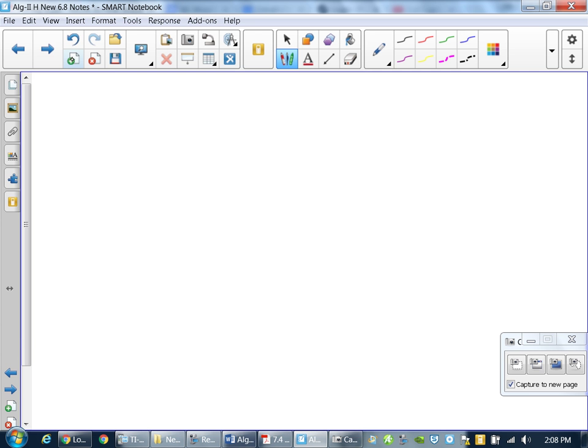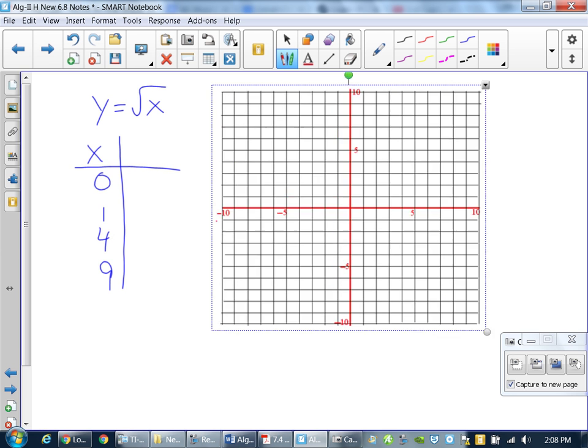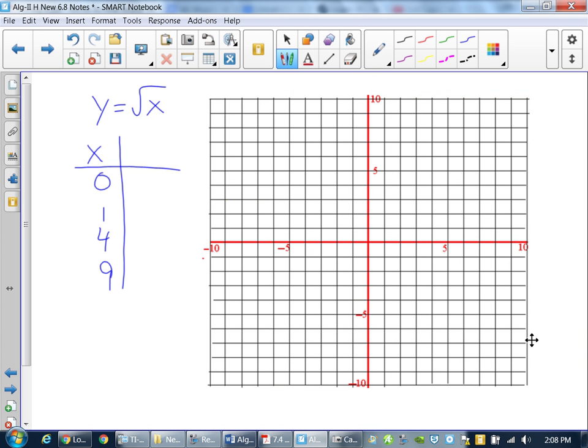So when we get into this idea of taking these values, I'm generating ordered pairs to plot. Okay? Square root of 0 is, square root of 1 is, square root of 4, and square root of 9. We stick with the first four real easy ones and try to go from there.